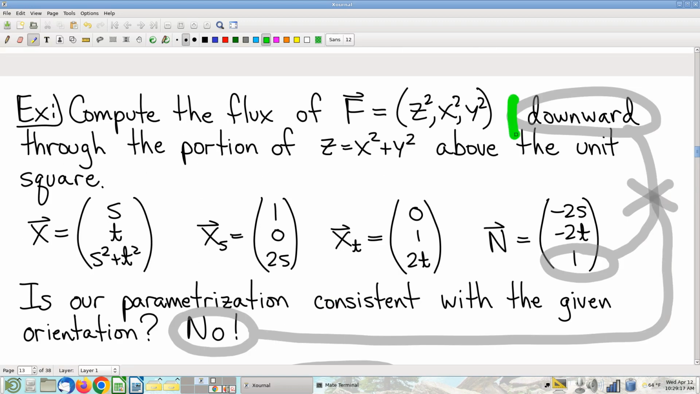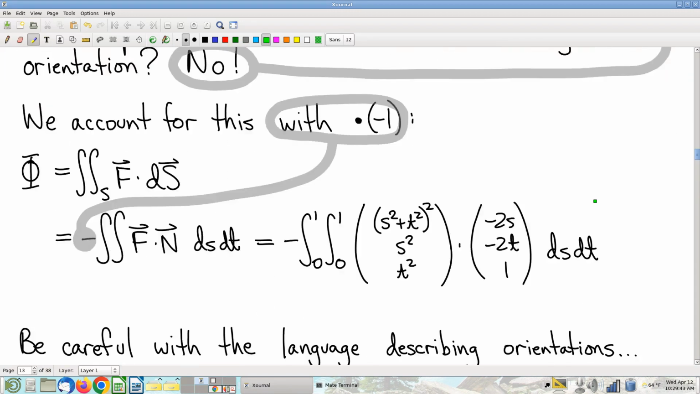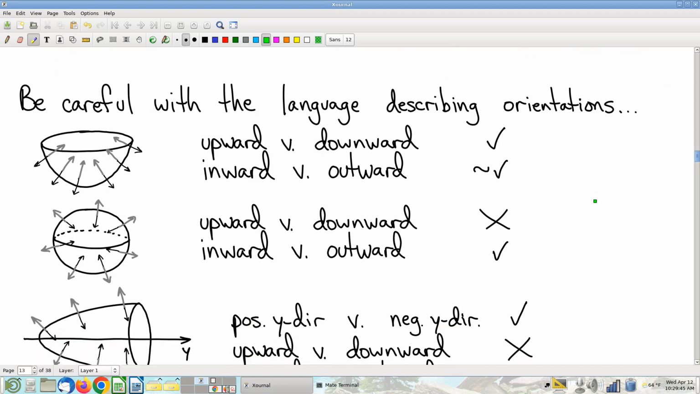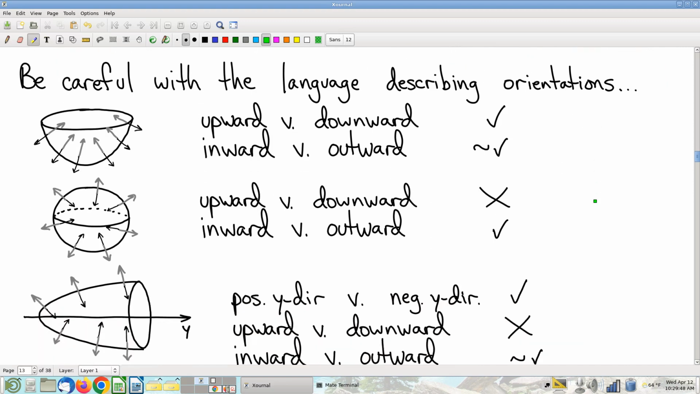It says here oriented downward. Does that mean that the normal vector, my orientation unit normal, is exactly straight down? No, it doesn't. And you can tell it couldn't possibly be, because this is perpendicular to my surface. It's not exactly straight up or down. It's got other stuff going on here. So that's not what we mean when we say downward. The language that we use when we're talking about orientations is necessarily a little sloppy.